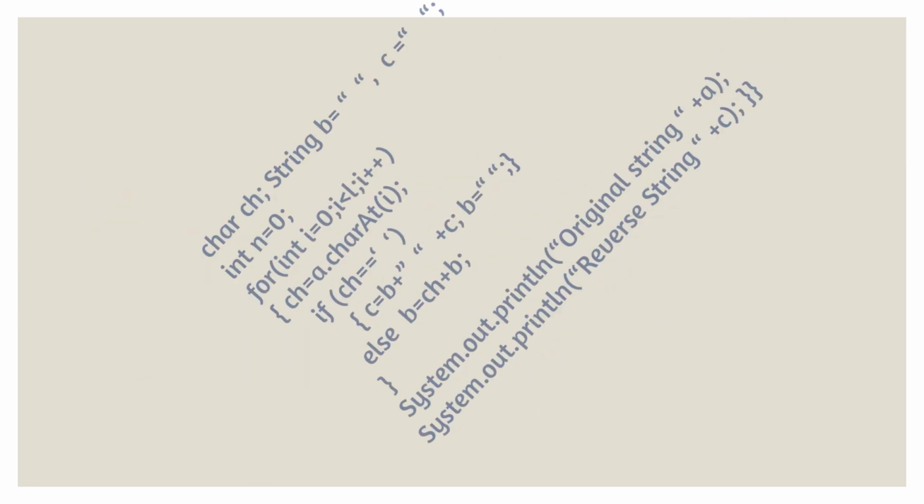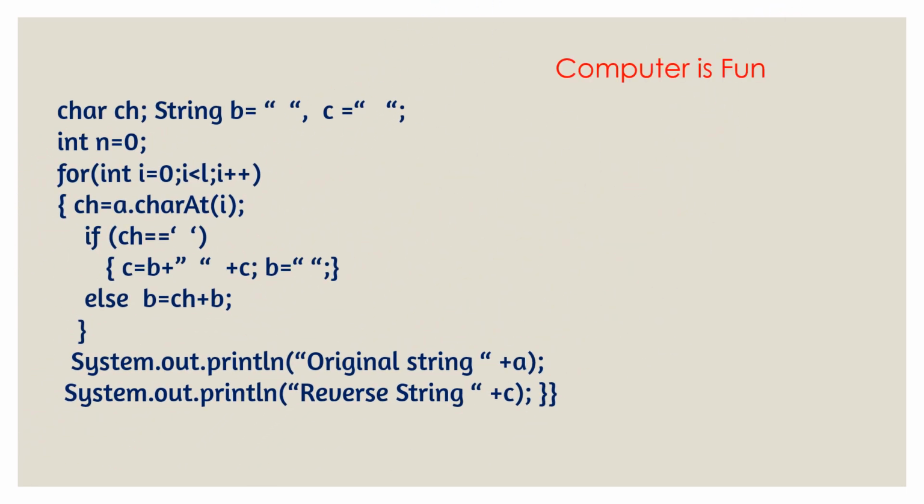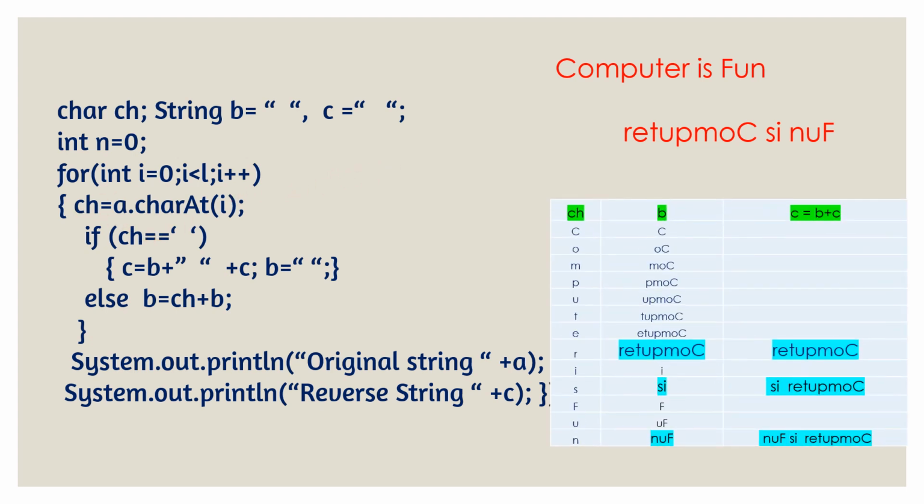Now we can discuss how to reverse a string in a slightly different way. The starting part is the same: input the string and all the things. Declare the variables here, n is 0 for removing the word, and int i is equal to 0, i less than L, i plus plus. Then one by one extract the characters. Here we can see ch is equal to a.charAt(i). So like this, one by one, the characters are coming in ch.